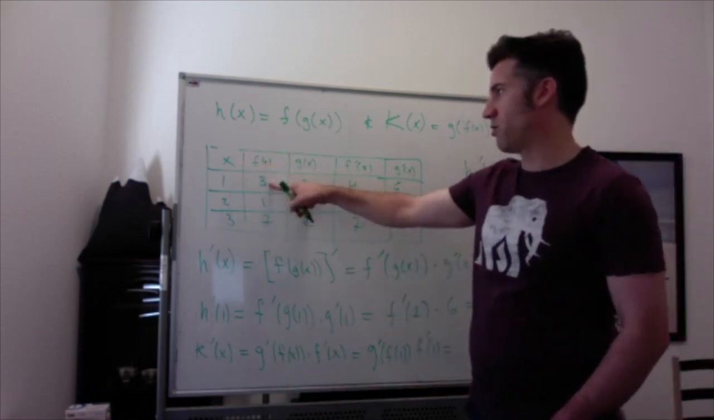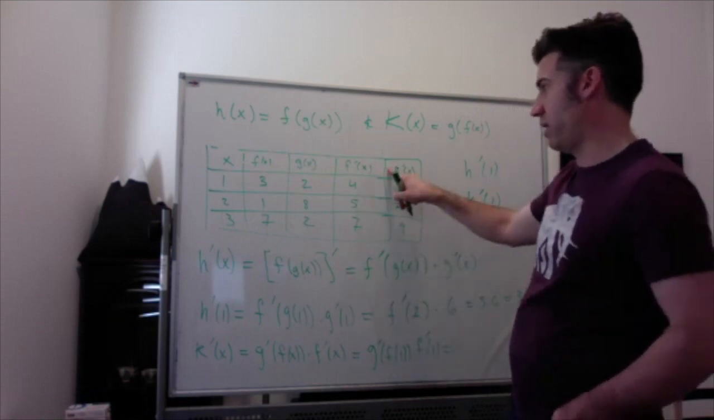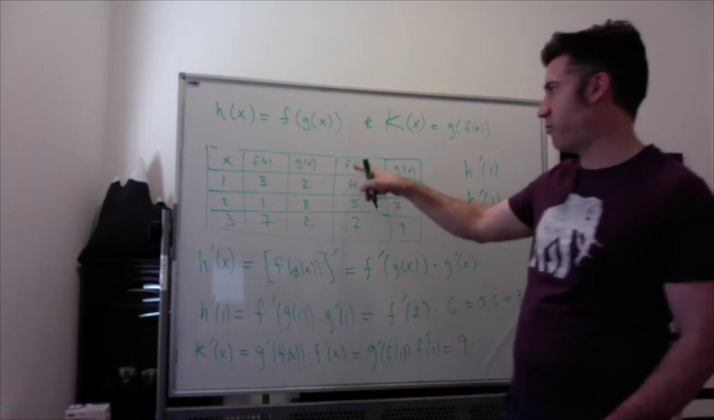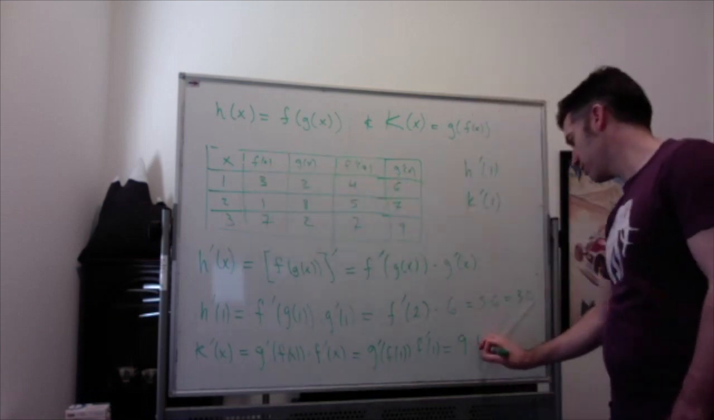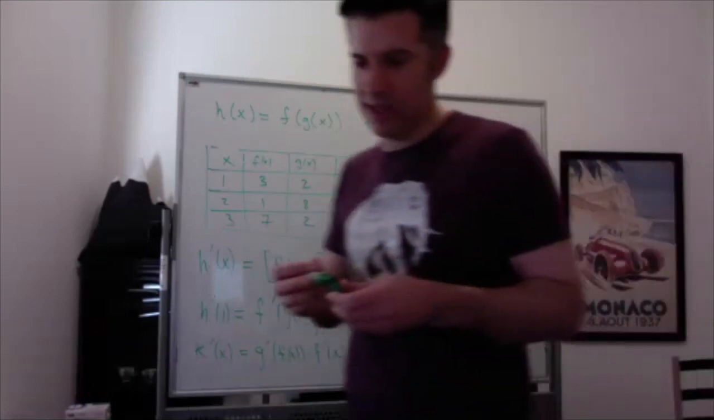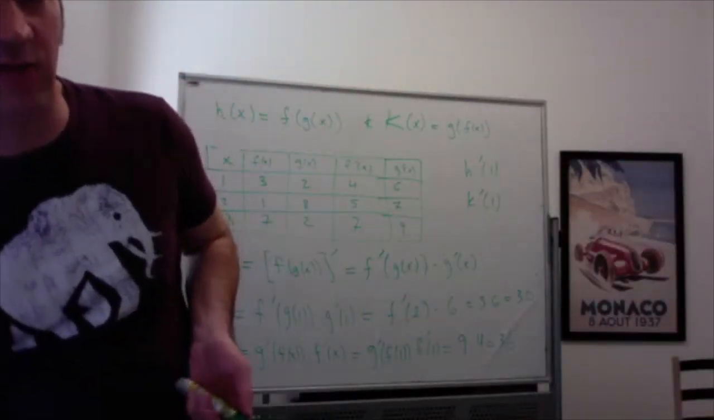f of 1 is 3. So I want g prime of 3. g prime of 3 is 9 times f prime of 1, which is 4. So that's how you do a problem like this. It's a little contrived, but it does get to the point that you actually have to know this formula to do this thing.